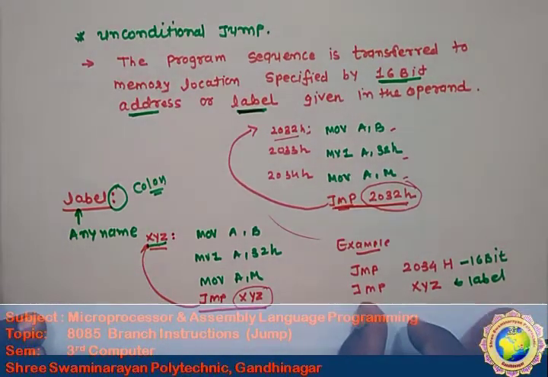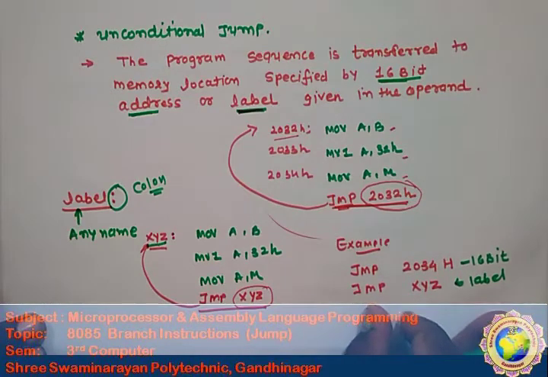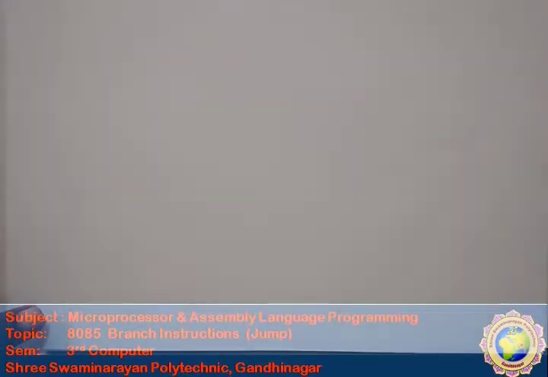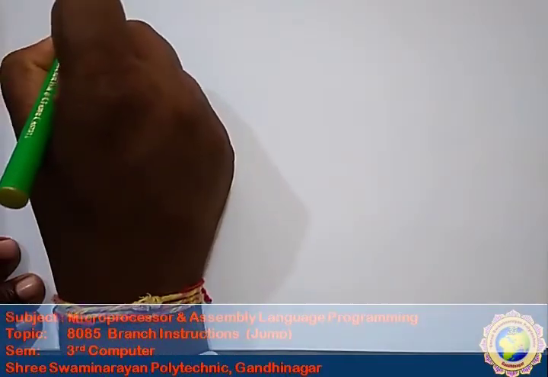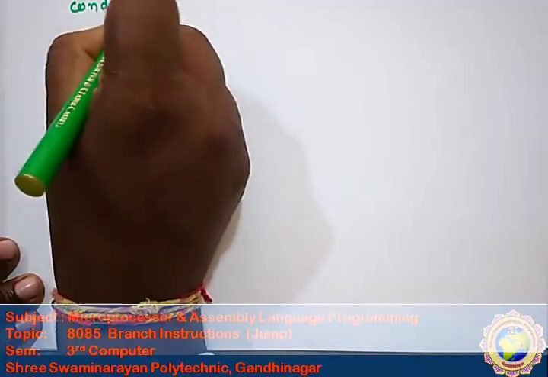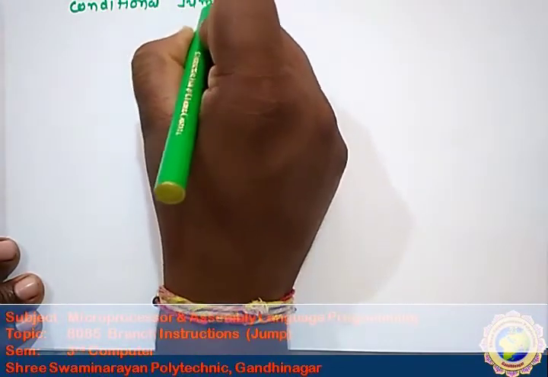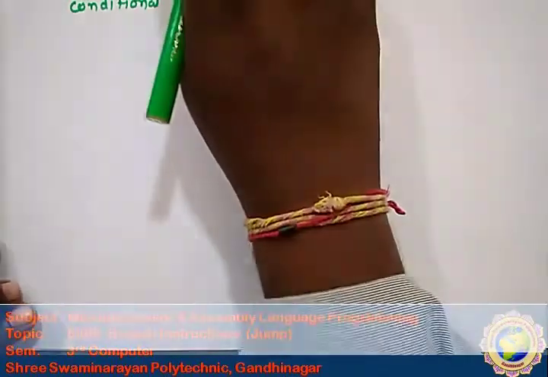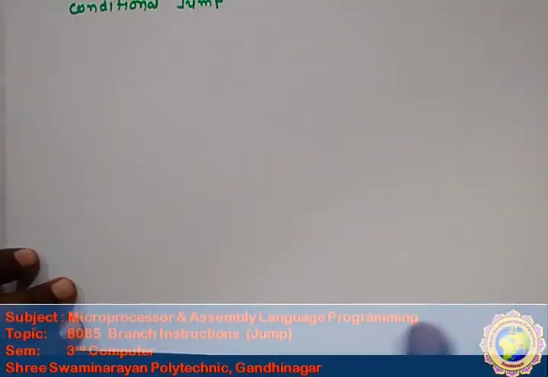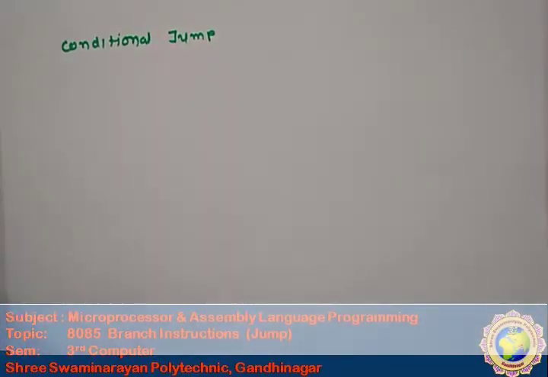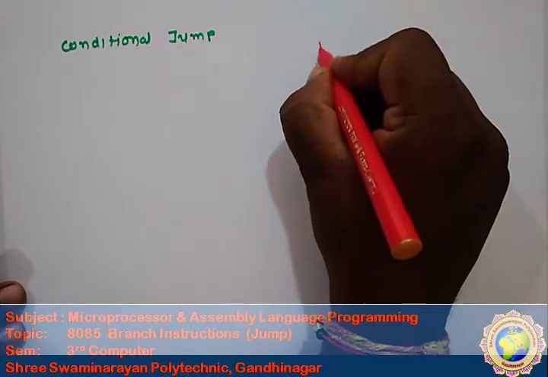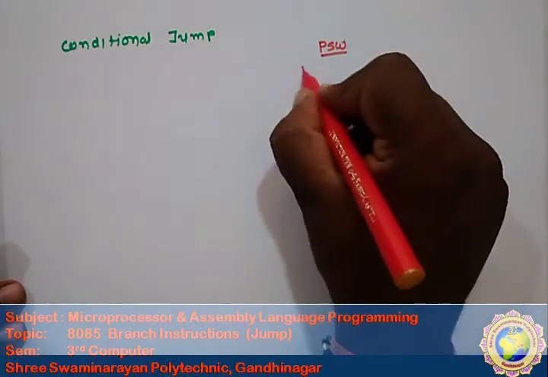Now we are going to the conditional jump. The next part of the jump is the conditional jump. First, what is the meaning of conditional jump? Because it uses a condition. Whenever we want to use any condition, we have to use the flag register. આપણે શેનો ઉપયોગ કરવાનો છે? Flag register નો ઉપયોગ કરવાનો છે. In the flag register we have to use the PSW.